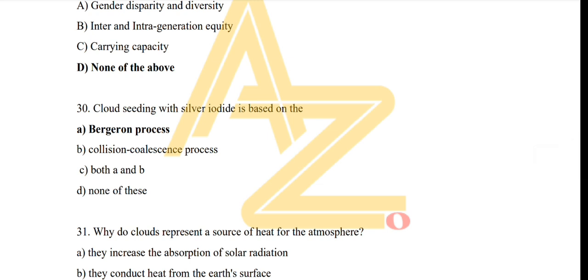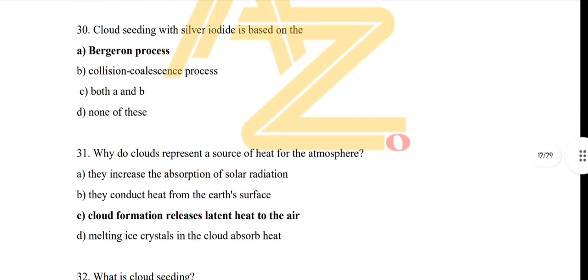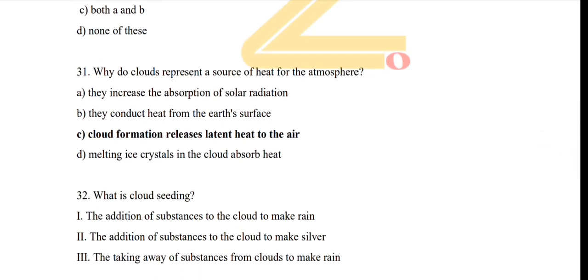30th question, cloud seeding with silver iodide is based on the Bergeron process. So this type of answers we have to remember. Bergeron process. 31st question, why do clouds present a source of heat for the atmosphere? Option D, cloud formation releases latent heat to the air. 32nd question, what is cloud seeding?